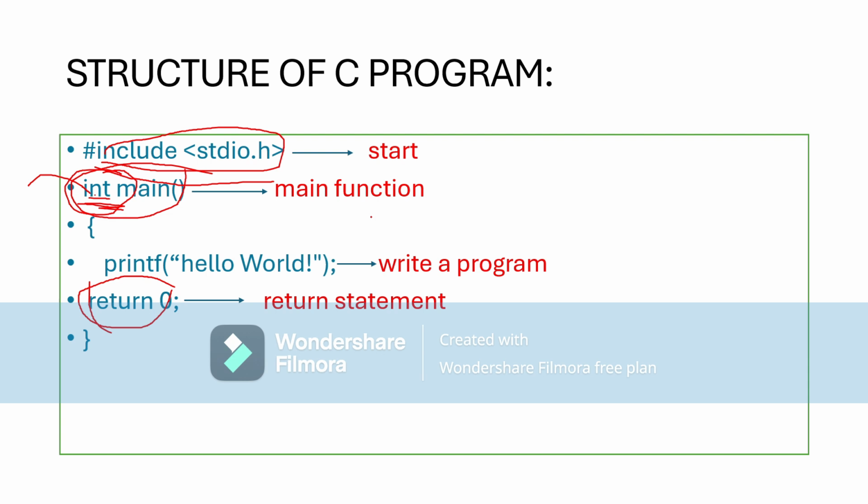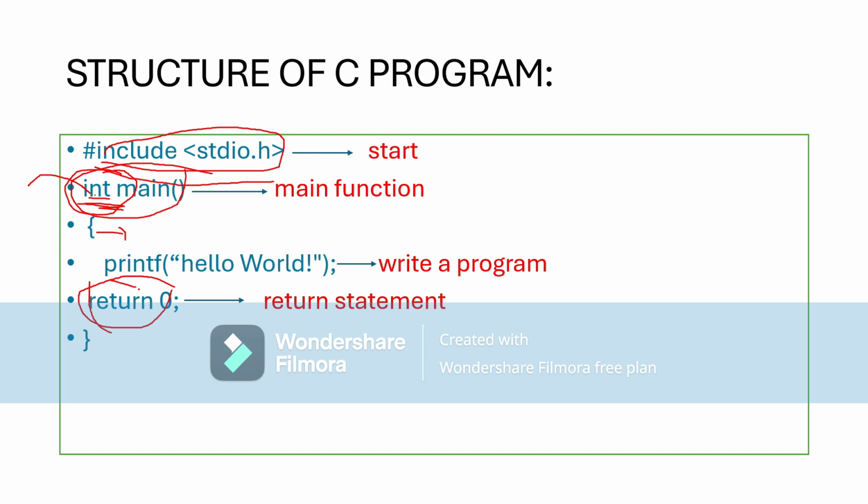Next, the open bracket. This opening curly bracket marks the beginning of the main function. All statements of the program are written inside this curly bracket. The curly bracket opens here and closes here.